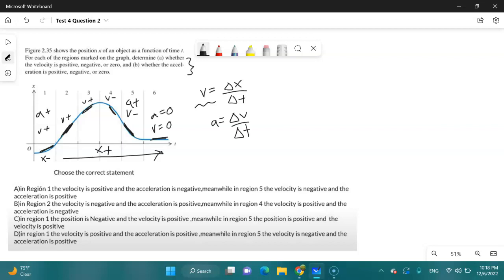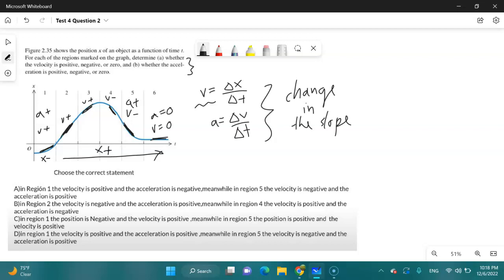So now we can start looking at the problems. The major thing that we're looking at in this question is the change in the slope. That's how we're determining whether the acceleration and the velocity are positive or 0 or negative. So let's look at the different answer choices.